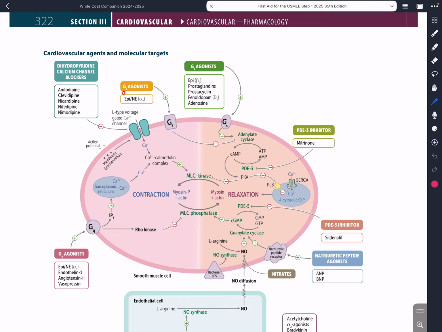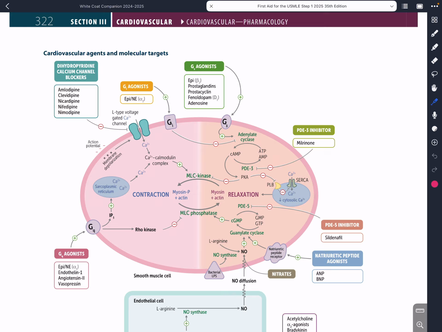What are the Gi agonists? Gi agonists are epinephrine and norepinephrine, which act on alpha 2 receptors. They act on Gi, which means that eventually Gi inhibits adenylate cyclase.